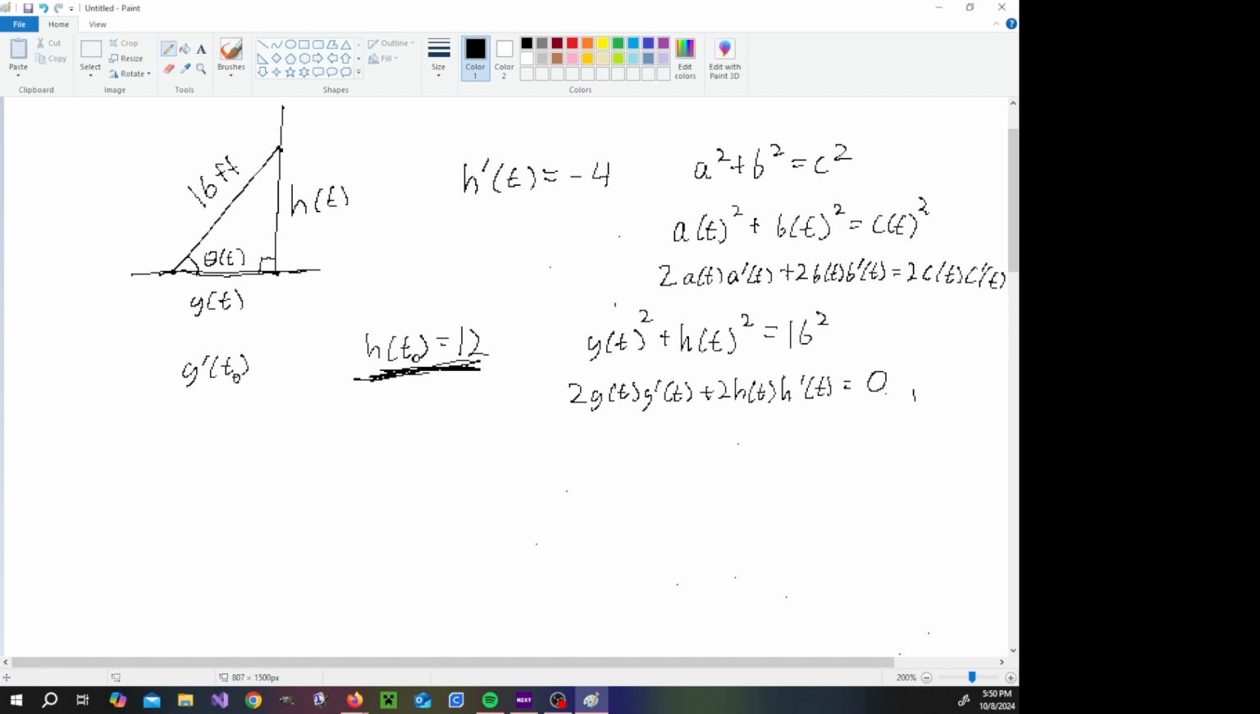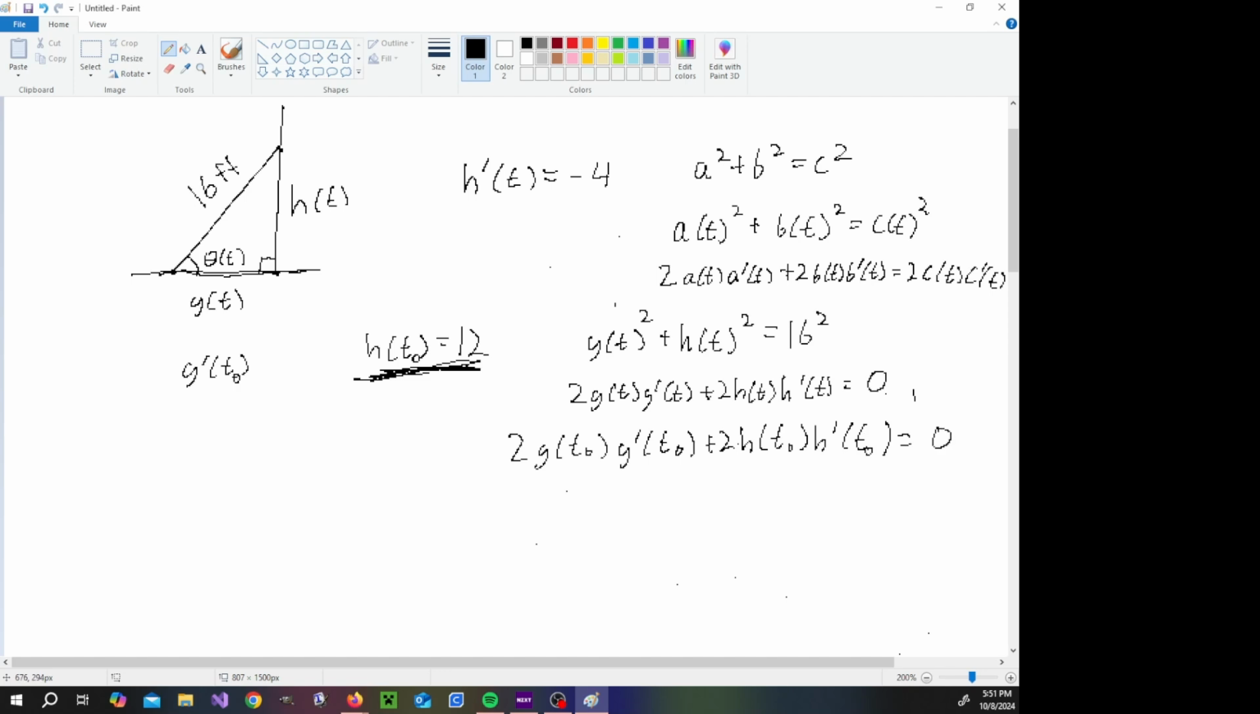However, the length of the ladder is not changing. That is not a function. The length of that ladder genuinely is constant. So setting that equal to 16 squared and taking that derivative to be 0 is perfectly fine. So now that we have this equation, we actually set this up for t naught. So this is 2 times g of t naught times g prime of t naught plus 2h of t naught times h prime of t naught is equal to 0.